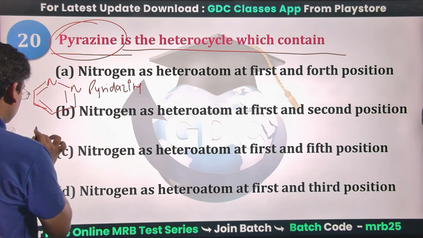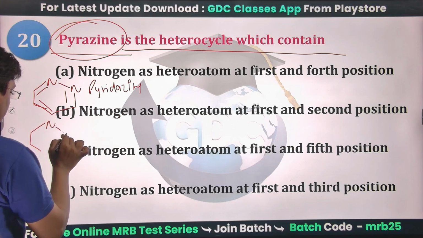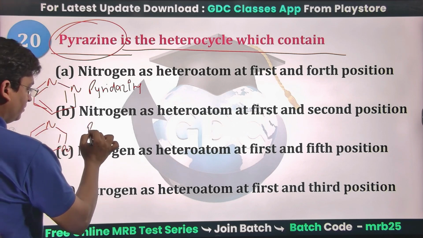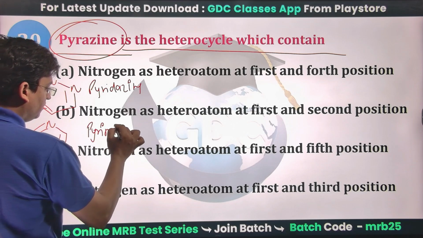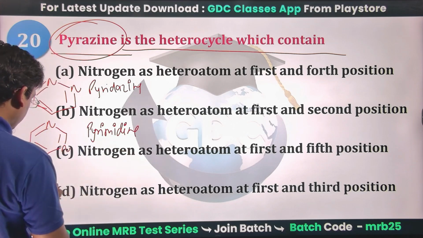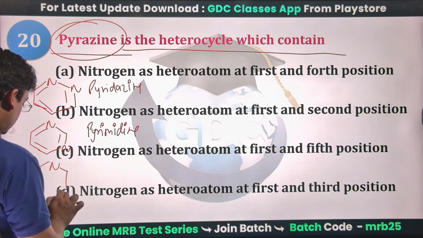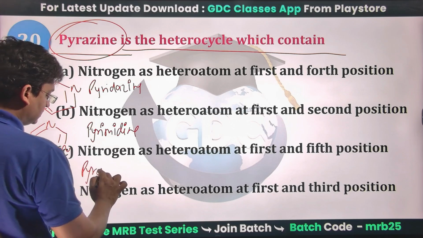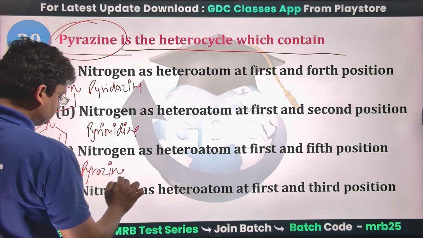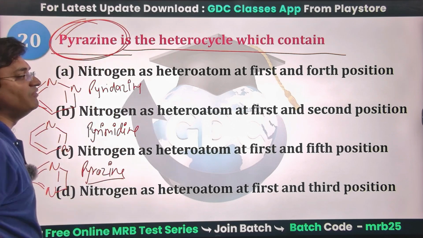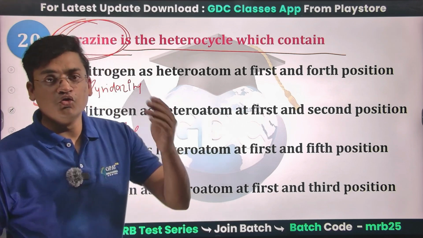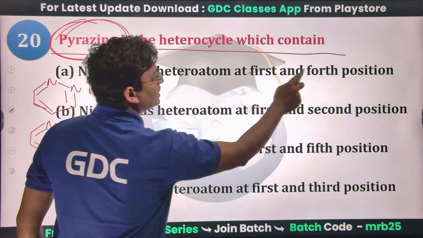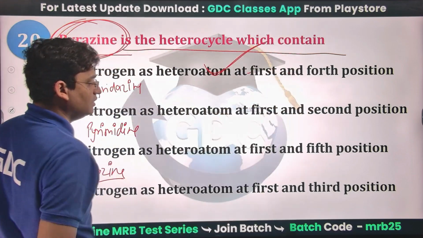If both nitrogens are present at 1-3 positions, then it will be named pyrimidine. And if both nitrogens are present at the 1 and 4 positions, then it will be named pyrazine. So pyrazine has a 6-membered ring with 2 nitrogens at the 1st and 4th positions. Okay, so A is the right answer.